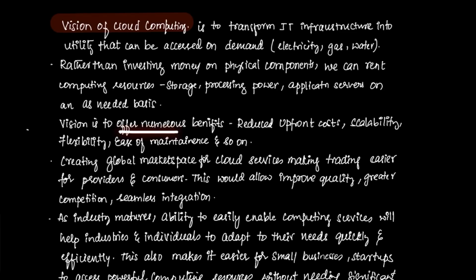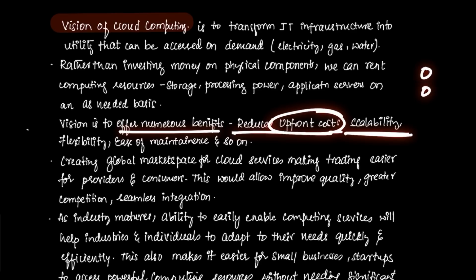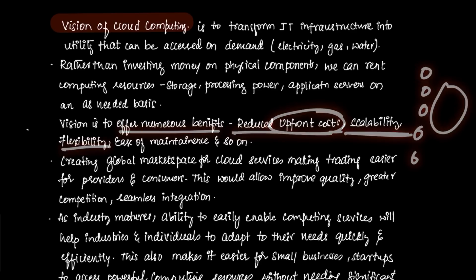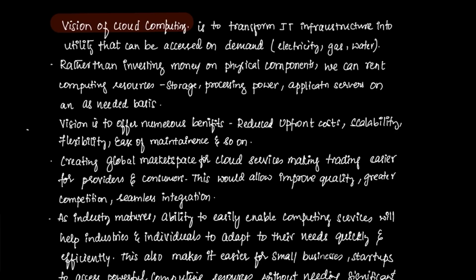The vision is to offer numerous benefits: reduced upfront costs, that is the infrastructure costs. Scalability means multiple devices can be connected to cloud, thousands of devices. Flexibility is again, you can scale it up or scale it down depending on your requirements. And then ease of maintenance, because you don't have any hardware, you just have to focus on the application, right? You need not worry about the physical servers and all. So it is very easy to maintain it.